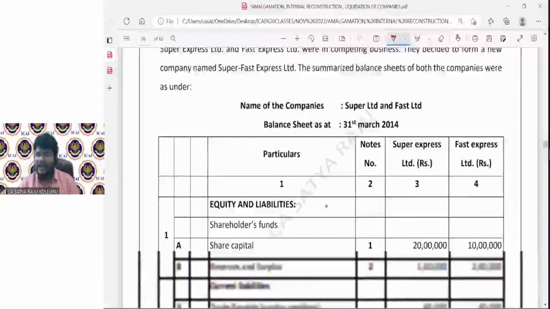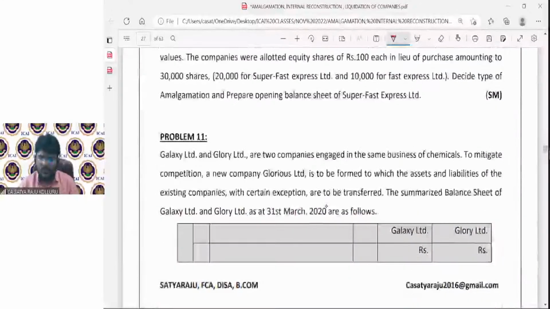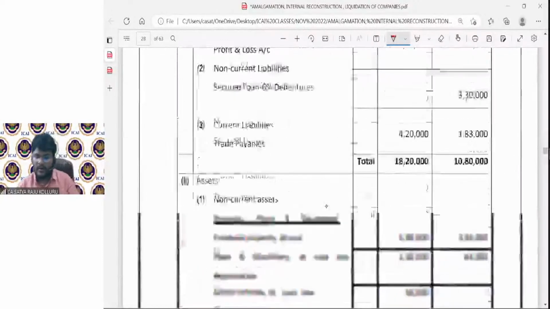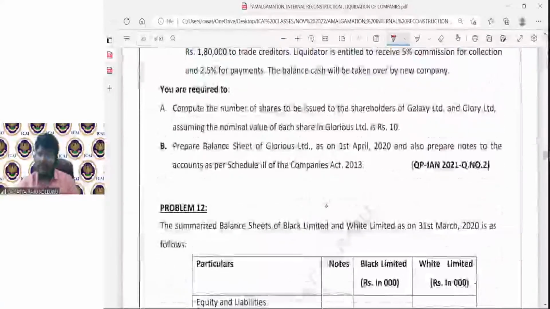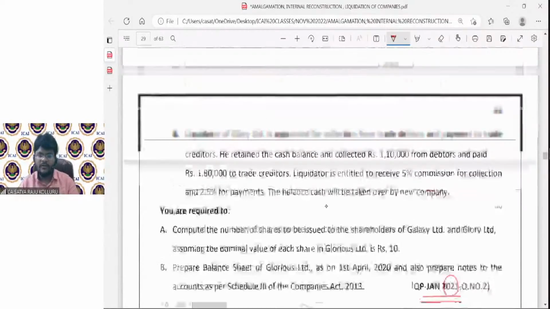Now, let me resolve one examination problem, guys. Go to problem number 11, which is a January 2021 question, which was asked in Jan 2021. Jan means November written. At that point of time, due to COVID and other issues, the examinations were postponed by 2 to 3 months. That's why examinations were held in the month of Jan.